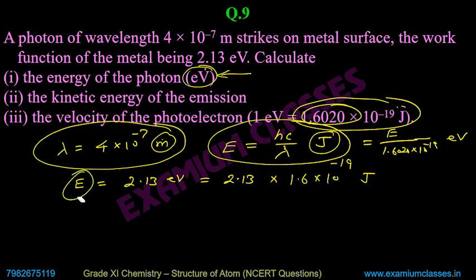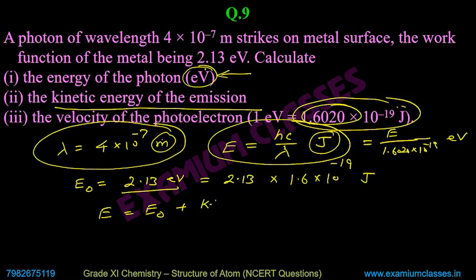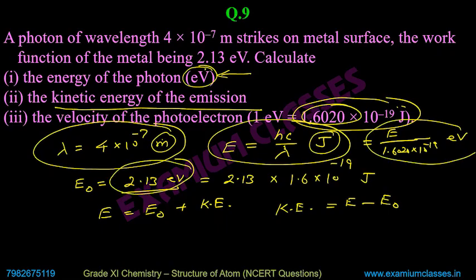Then E naught is given as 2.13 electron volt. Now, the second part is the kinetic energy of the emission. Kinetic energy: E equals E naught plus kinetic energy. Apply this formula, kinetic energy will be E minus E naught. Because you have both in electron volts, here and here also, just substitute the values and you will get the kinetic energy in electron volt, not in joules.